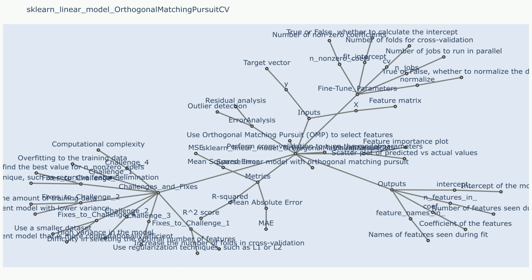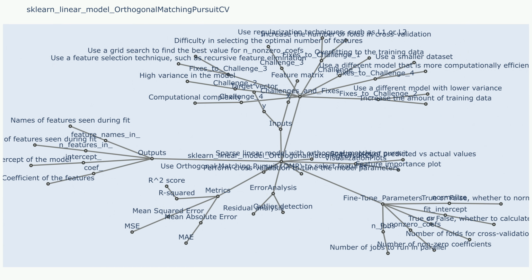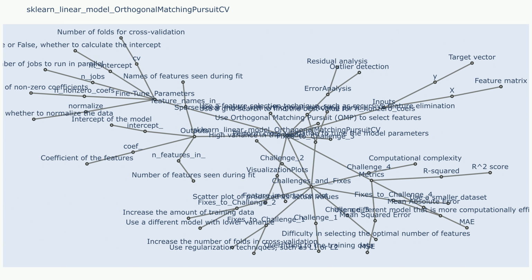Challenge 2. Feature selection bias when the feature selection process is biased towards certain features, leading to inaccurate model predictions. Sample use case that resulted in challenge 2: using a biased feature selection method or having correlated features in the data. Fixes to challenge 2. Use a more robust feature selection method. Remove correlated features from the data. Use feature scaling techniques to normalize feature values.